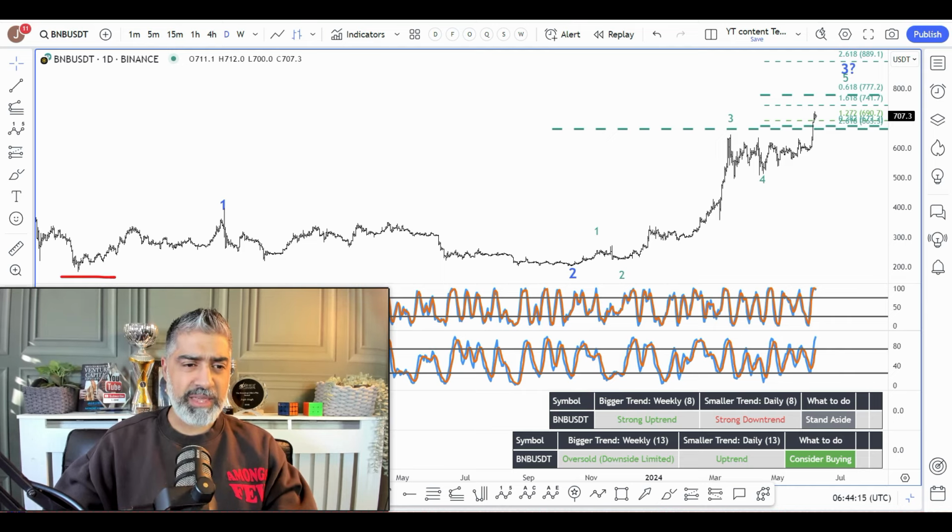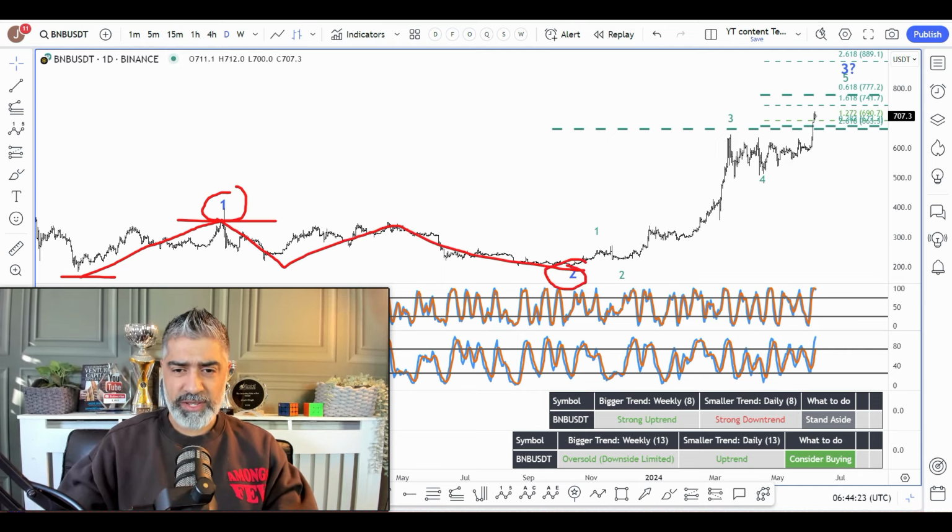We've had this impulsive move up. Impulsive means like nice buying coming into the market on the upside. We've had this long drawn out, what's called a complex correction, which is natural and normal for all markets. So this is referred to as a correction. And then we've had this powerful buying coming into the market.